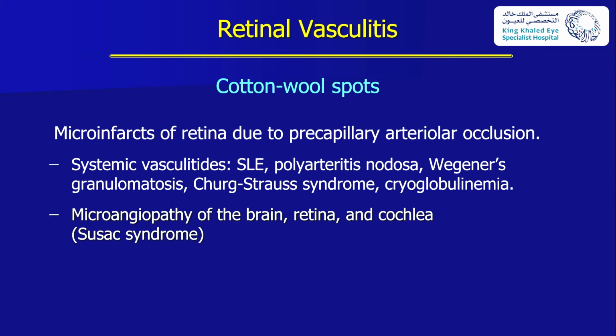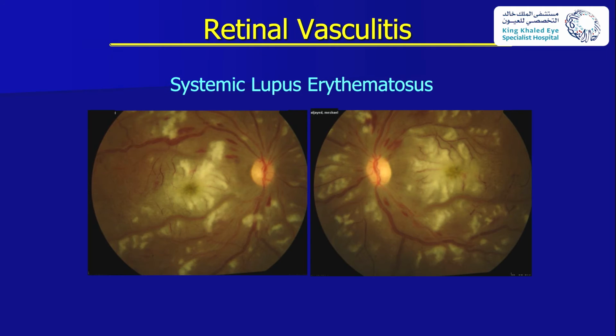When you evaluate a patient with retinal vasculitis and you see many cotton wool spots, as we just mentioned, cotton wool spots are infarctions of the retina due to occlusion of the precapillary arterioles. There are two differential diagnoses in a patient with vasculitis with many cotton wool spots. Either systemic vasculitic entities, most commonly systemic lupus erythematosus, or Susac syndrome, or the microangiopathy of the brain, retina, and cochlea. So this is an example of systemic lupus erythematosus.